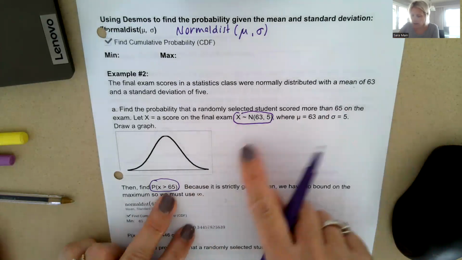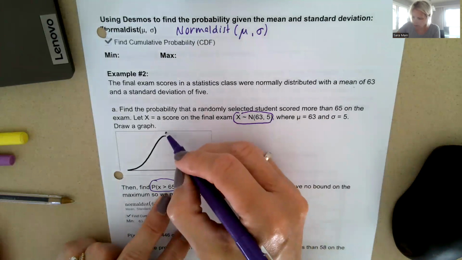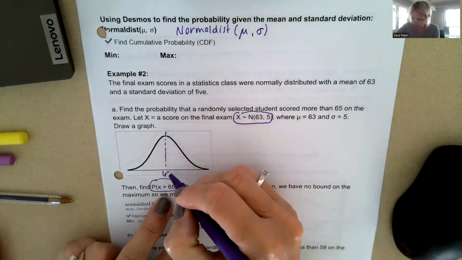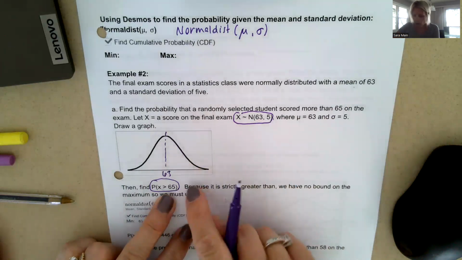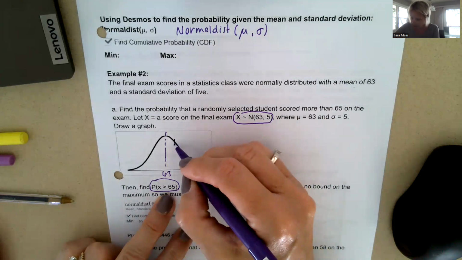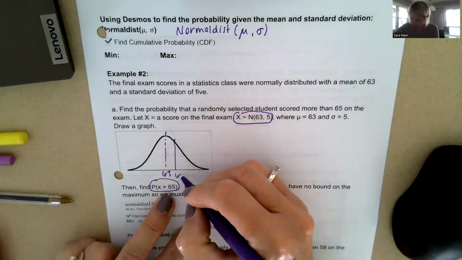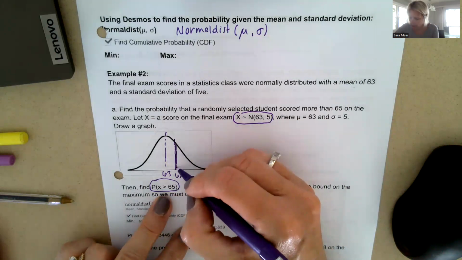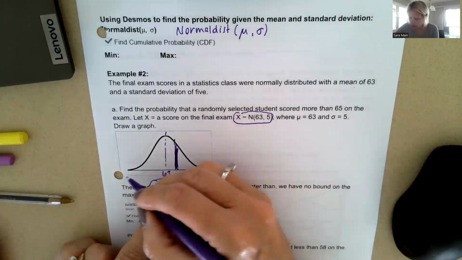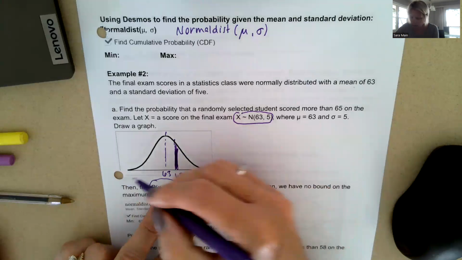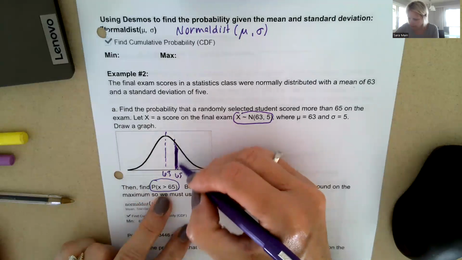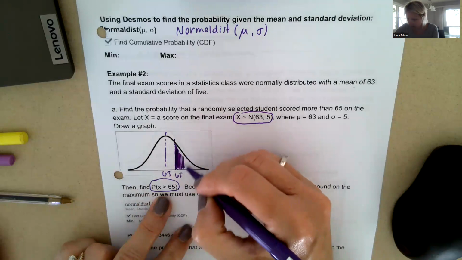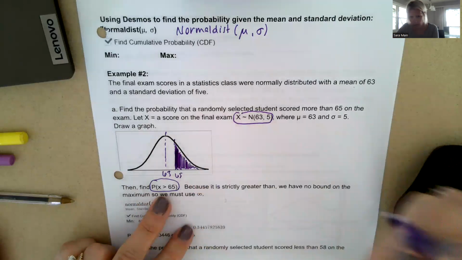And because 65 is above the mean, and we're always going to draw where the mean is, I'm going to mark where that is. I think it's fairly close to here. So this would be 65. And we want to know the area greater than 65. So remember, it looks like a number line, so it's always smallest on the left, largest on the right. So I'm going to shade to the right of that because this is the area that I want to know.